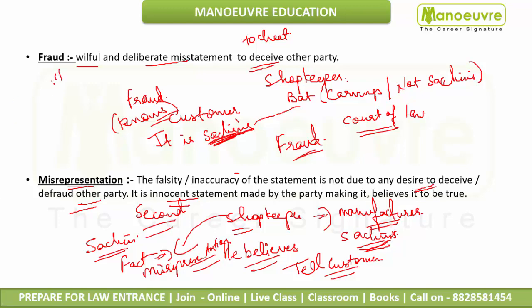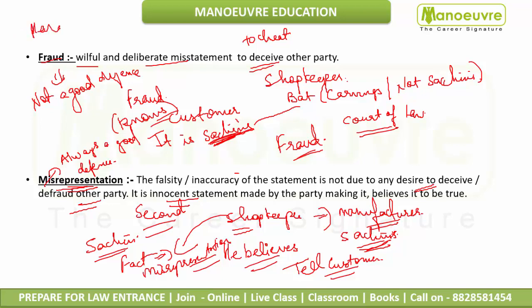So fraud is not a good defense, guys. It is not a good defense. Correct? But yes, misrepresentation is always a good defense. Always a good defense. Am I clear? There's a very thin line between fraud and misrepresentation. Look, the facts are the same, but here there is willful intention, here there is malafide intention. Correct? There's a malafide intention, and here there is innocence. Am I clear about it?